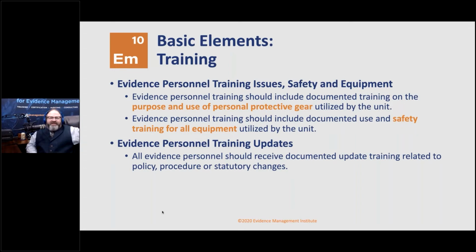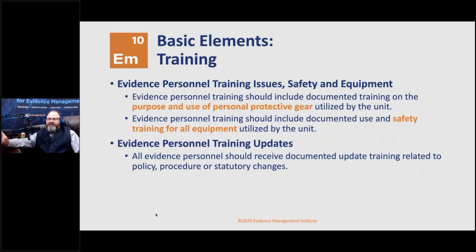And that also extends to every piece of equipment that you've got in your operation. If you've got a scissor lift that helps you get up to the tall shelves or an extremely tall ladder, you need to do documented safety training that shows that people have been taught the safe way to use equipment for each type of safety equipment in the unit.